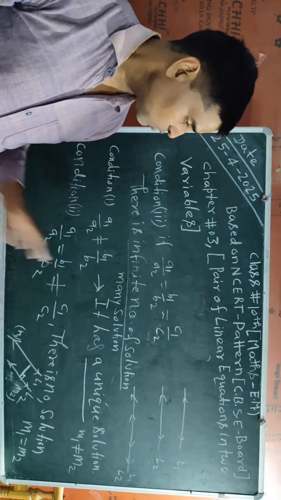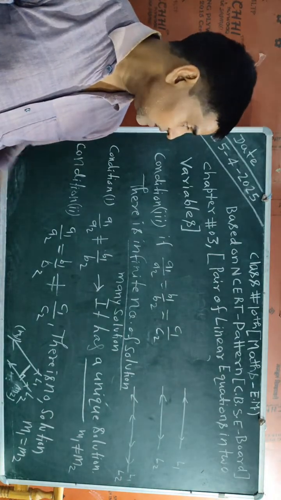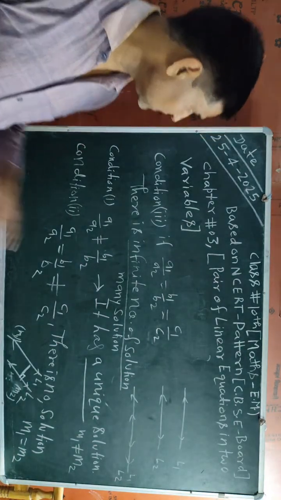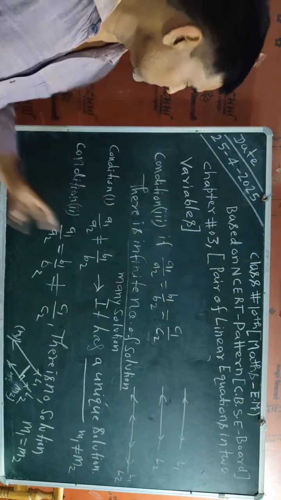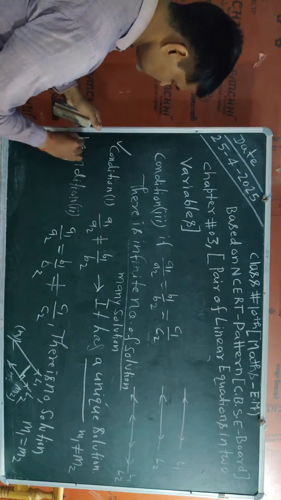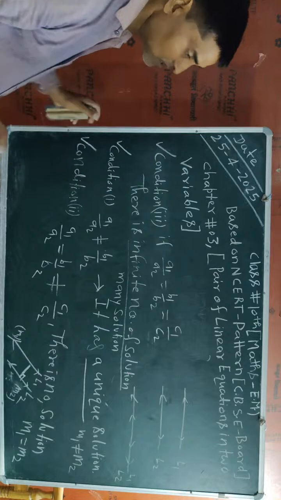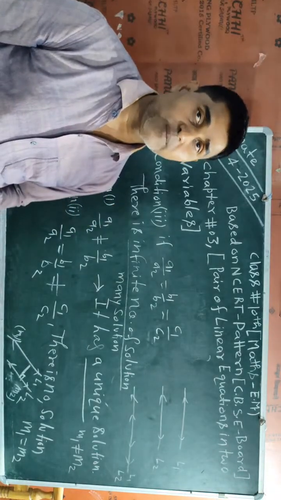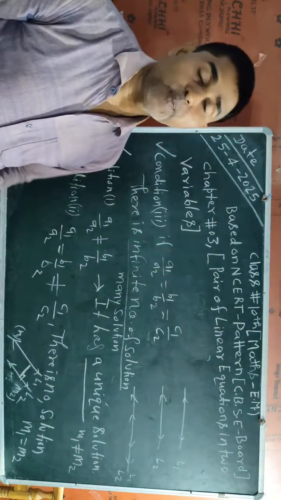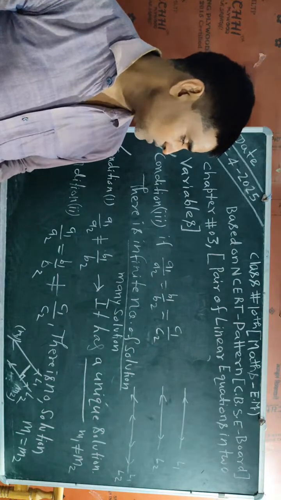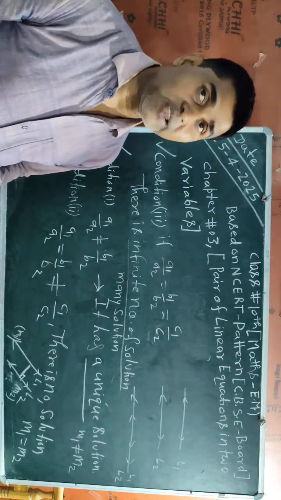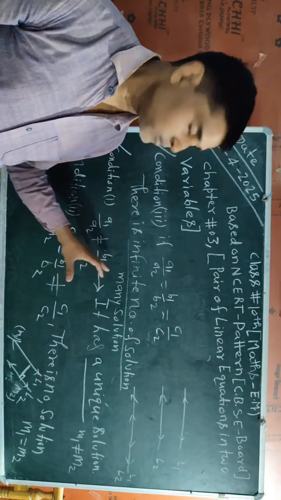Okay, student. So I hope that you have already noted these conditions in your notebook, for further revision. In the pair of linear equations in two variables, only three conditions are available. This is the first condition, this is the second condition, and this is the third condition. If you remember all these three conditions, you can easily solve any question related to pair of linear equations in two variables. Okay, student. So further I am going to erase this one, and after erasing I will solve the question from the textbook. Okay, student.